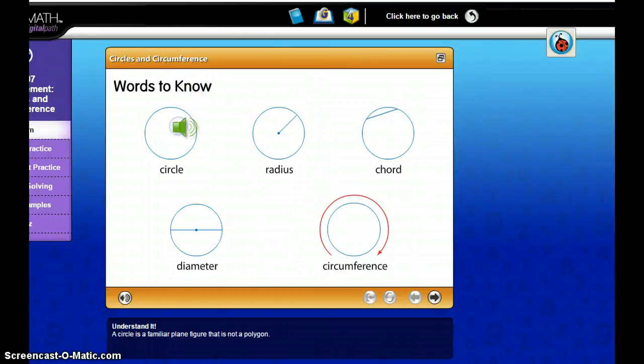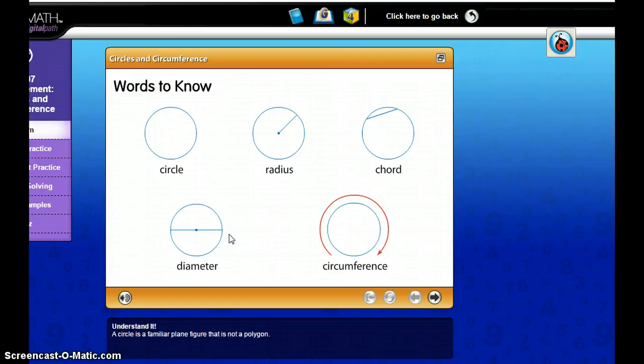Words to know? Circle, radius, chord, diameter, circumference. All right. A radius is a line segment, okay? It starts at the center point of a circle and extends to the outside. A diameter is a line segment that goes directly through the center point of a circle.